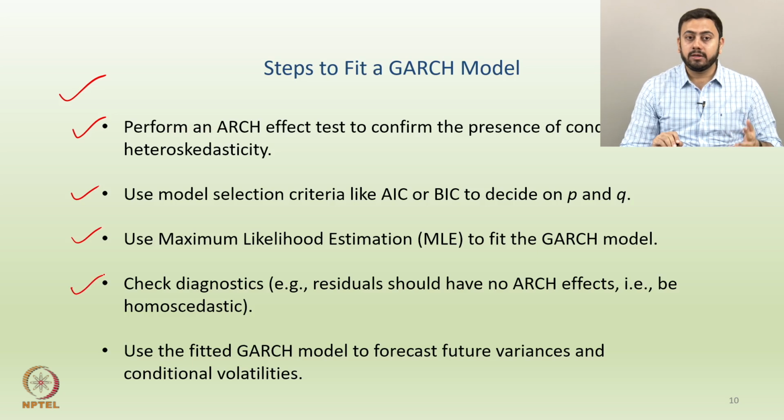Then check the diagnostics. What do you mean by diagnostics? For example, residuals should have no ARCH effects, that is, residuals should be completely homoscedastic. Once you fit the GARCH model, you obtain the residuals of that model, and the residuals should not have any more ARCH effects, obviously. And lastly, use the fitted GARCH model to forecast future variances and conditional volatilities. So this is a walkthrough of how one can fit a suitable GARCH model, where you first confirm whether ARCH effects are there or not, then use model selection criteria like AIC or BIC to decide on the orders p and q. Then you estimate all the parameters, and one can make use of MLE estimation here, and check the diagnostics, which is diagnostic checking we always do after model fitting. And lastly, forecasting: use the fitted GARCH model to forecast some future variances and conditional volatilities.